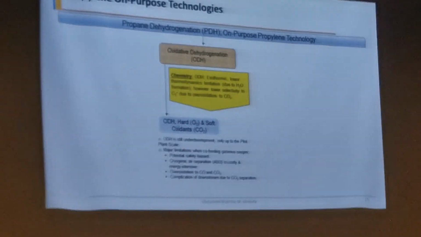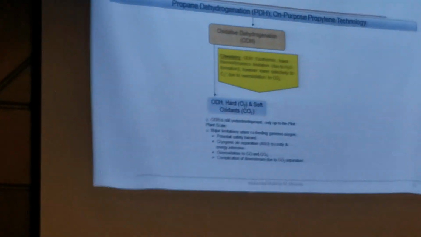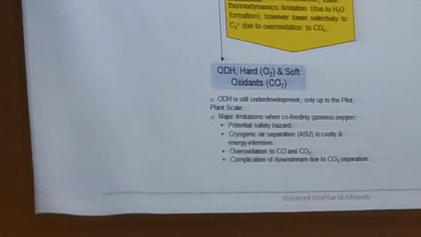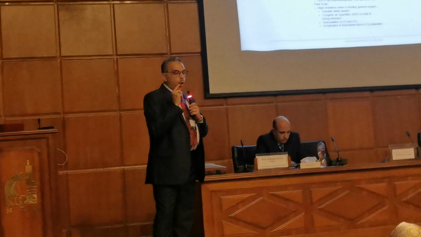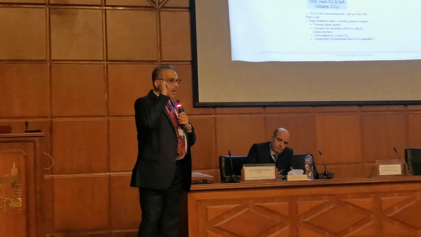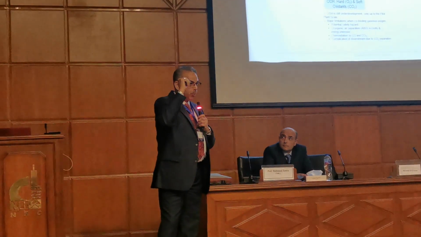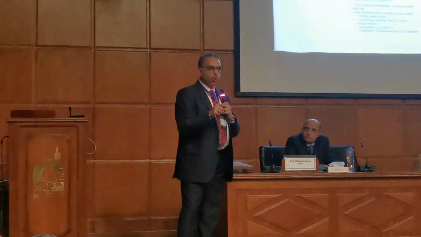Now, we are coming to the solution. So how do we, as scientists, think about finding a solution to such a process? Oxidative dehydrogenation is a very good idea, but we still have a problem with the oxygen in the stream. So what if we use the catalyst itself as a source of oxygen?